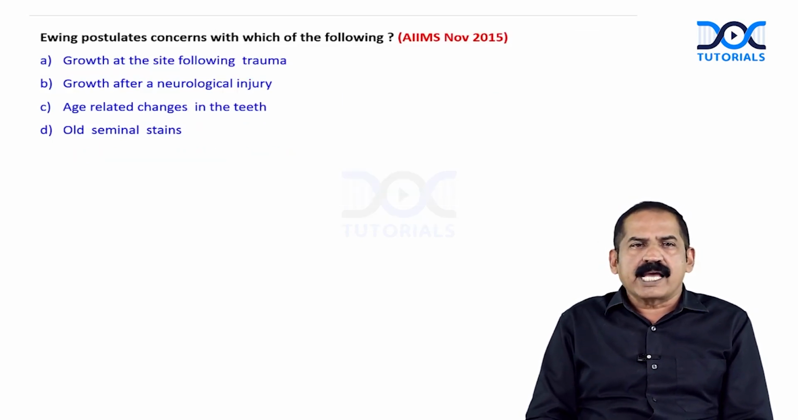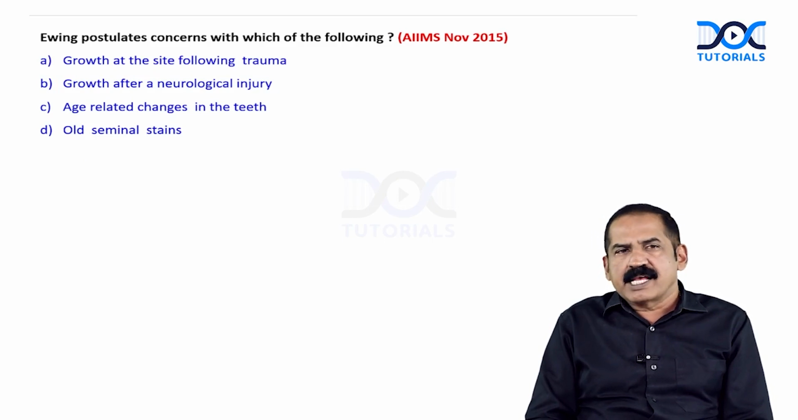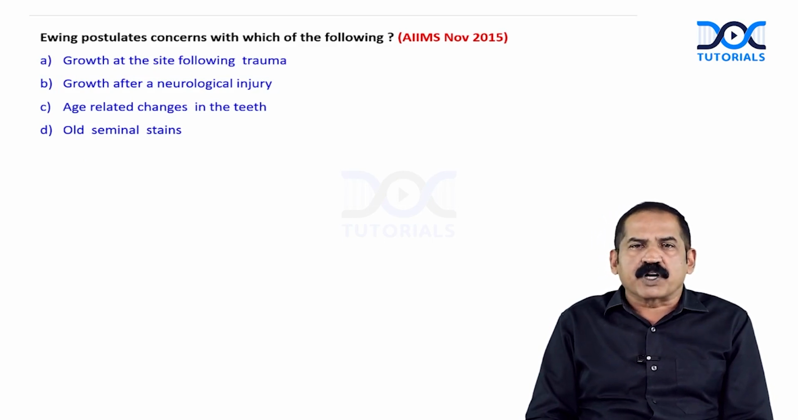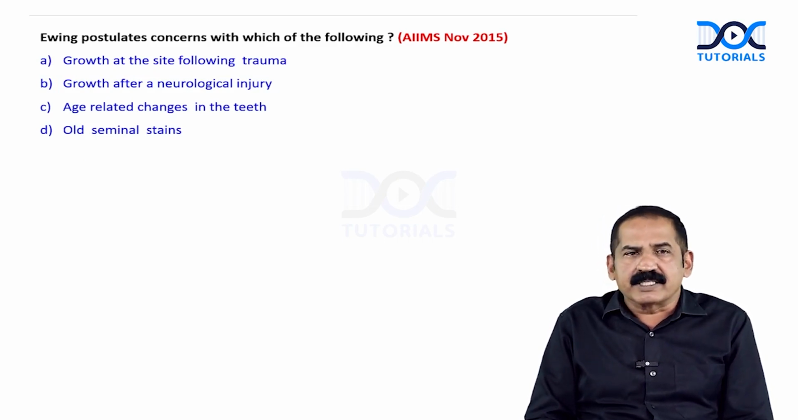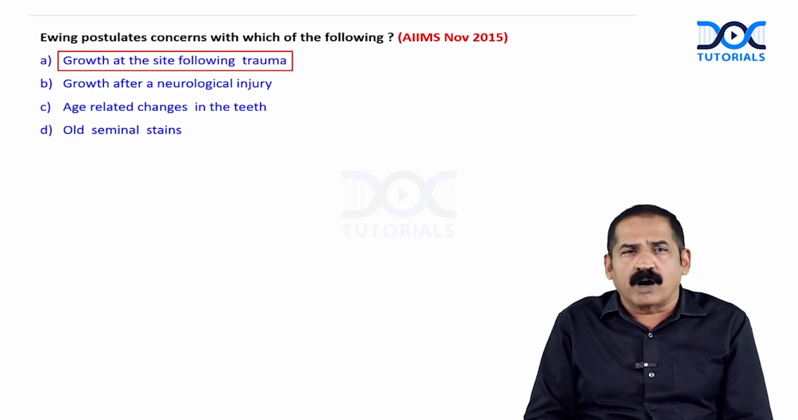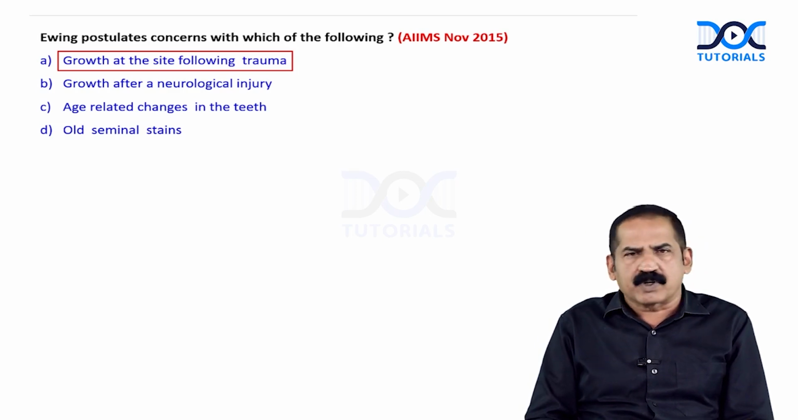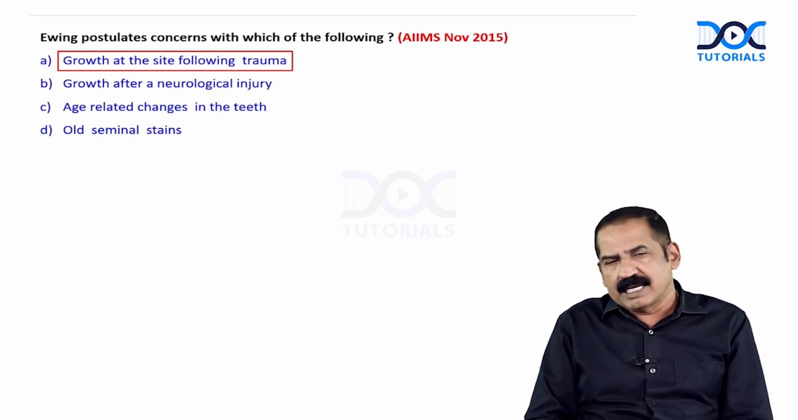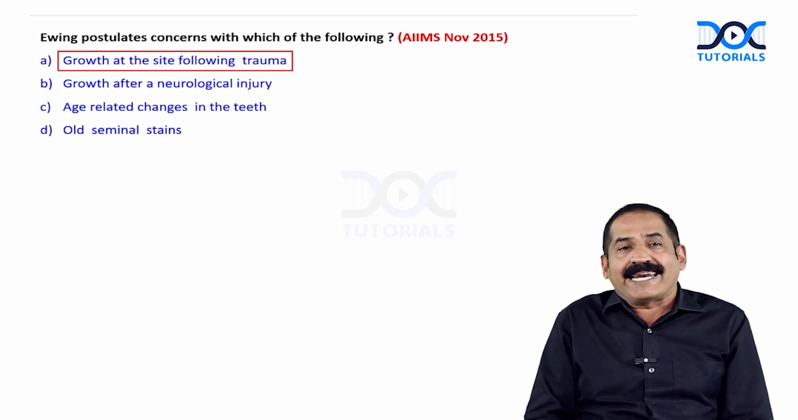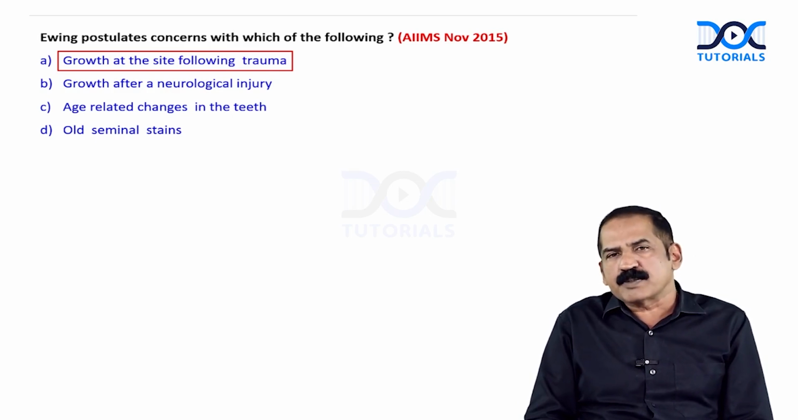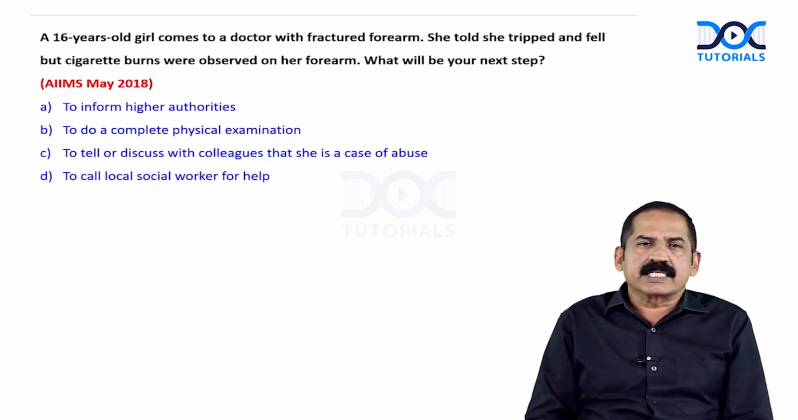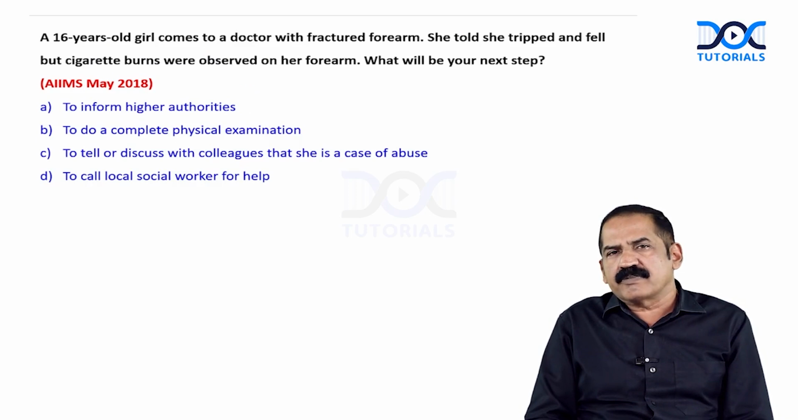Now, what do you mean by Hanging's postulates? Hanging's postulates are concerned with which of the following? It is concerned with the relationship between the trauma and tumor. Sometimes a person may sustain a trauma, any type of trauma, then there will be scar formation. A scar may get converted into malignant tumor. That is Hanging's postulates.